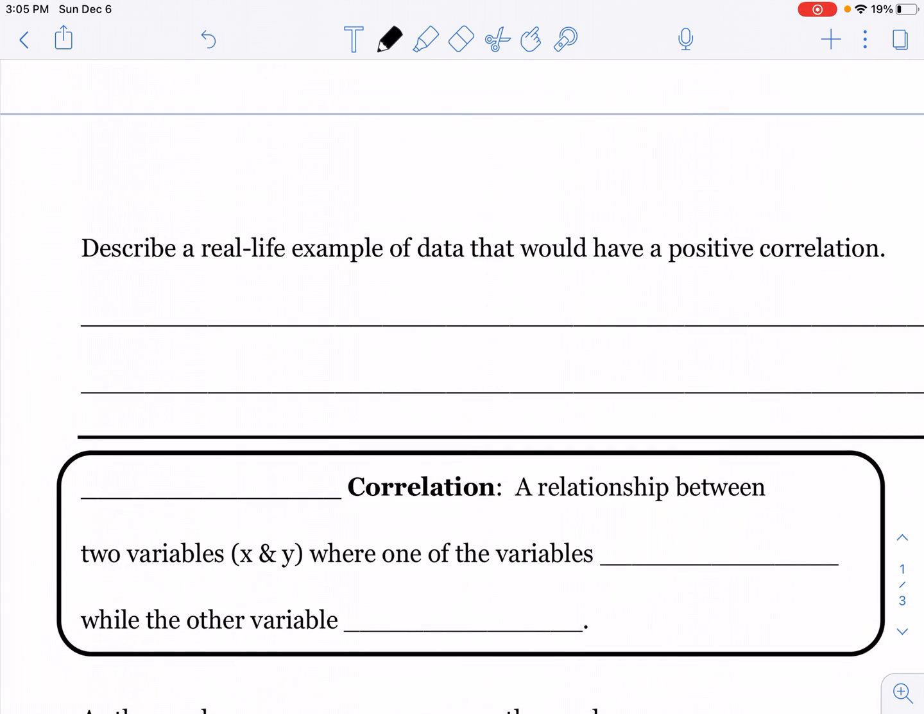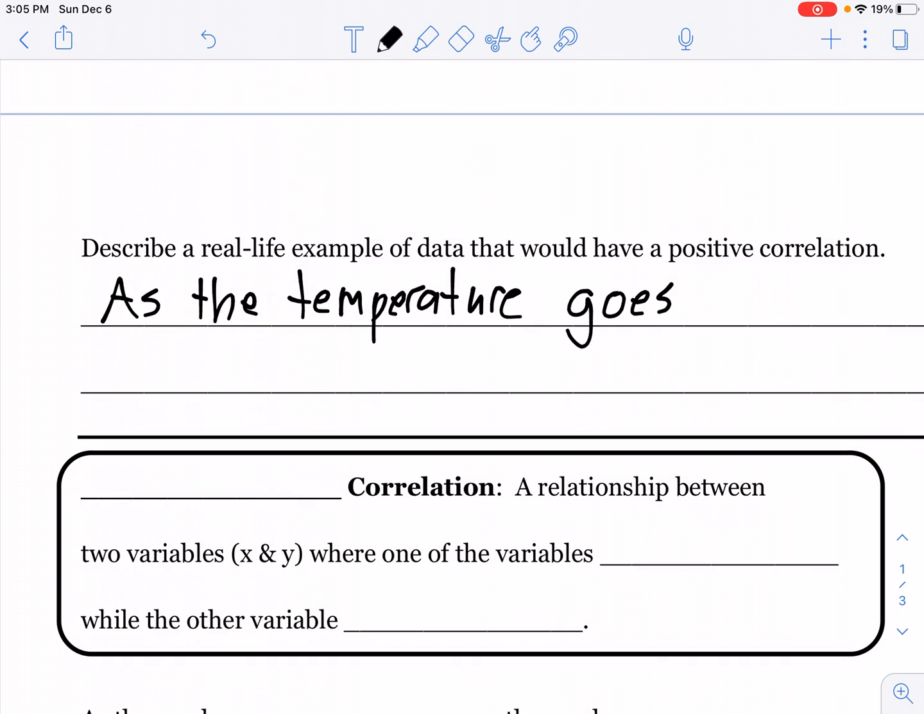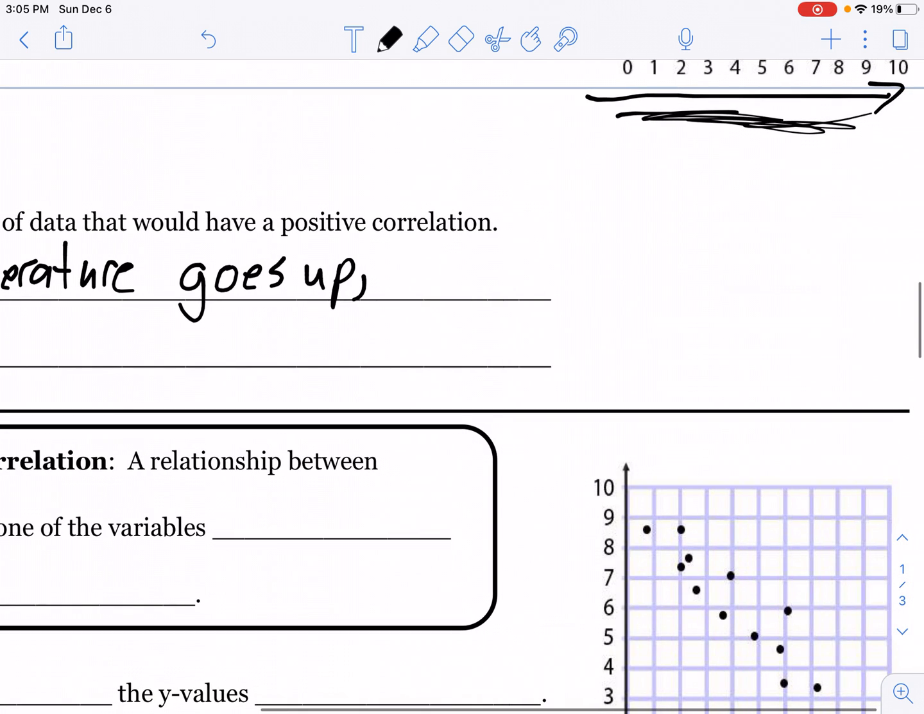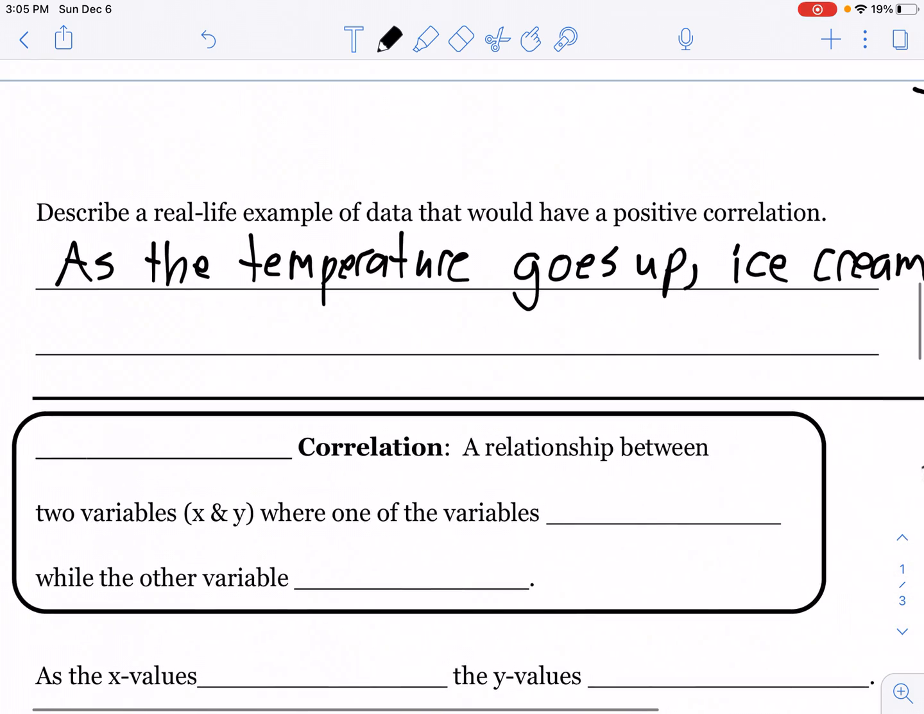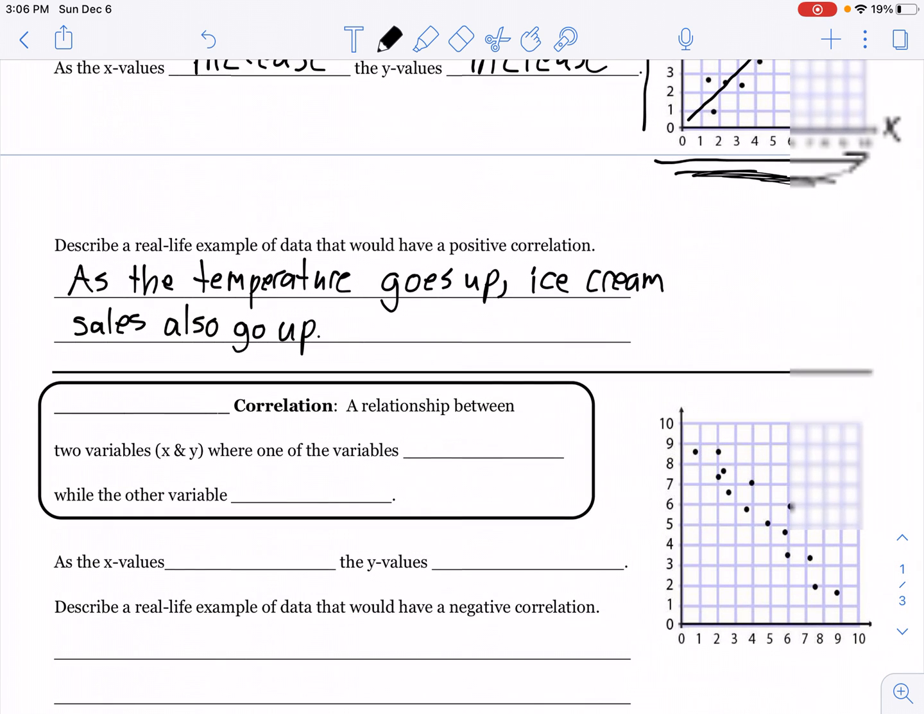So a correlation might be as the temperature goes up, ice cream sales also go up. Okay, so as the temperature goes up, it's increasing, and ice cream sales also go up. That would be a positive correlation.